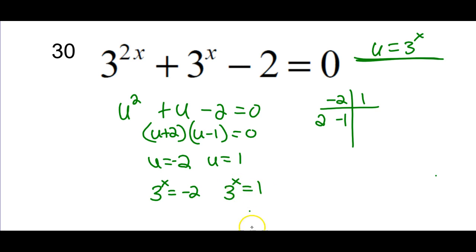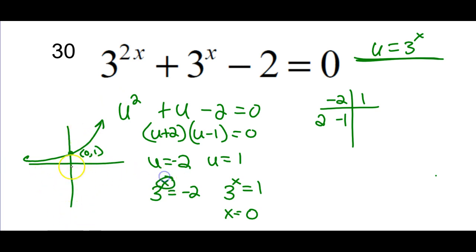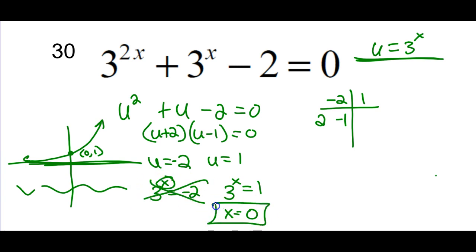And you say 3 raised to what power gives you 1? It must be 0. 3 raised to what power gives you negative 2? There's nothing out there. And that should make sense. If you think about the graph of 3 to the x, it looks like this. You have a horizontal asymptote at y equals 0, and then it goes through the point 0, 1, and goes on up to infinity there. But the y value here is never negative. So there's no x value going either which way that's going to send you down here into the negative realm. So that's not a solution, just x equals 0.